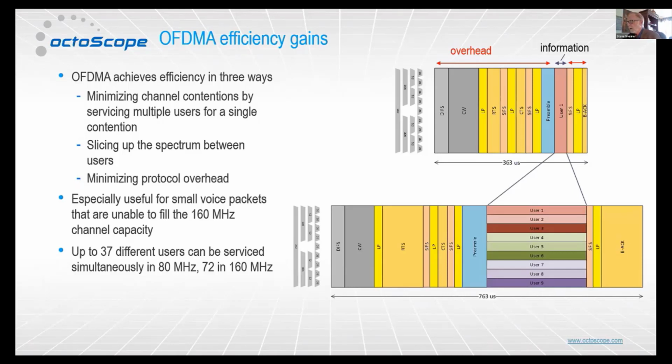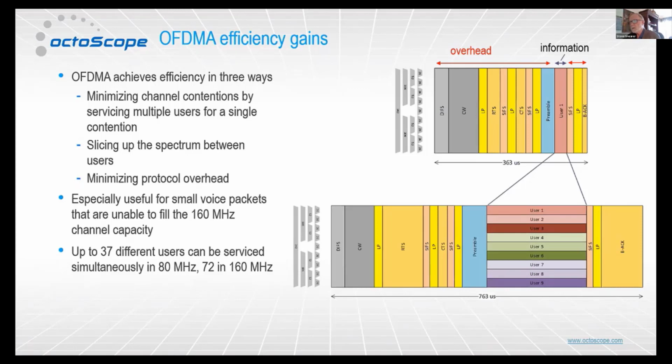OFDMA essentially squeezes each user's data in frequency, and it stretches it out in time. What that means is that the whole protocol exchange becomes much more efficient because the ratio of the actual useful data to the rest of the overhead is minimized as well.